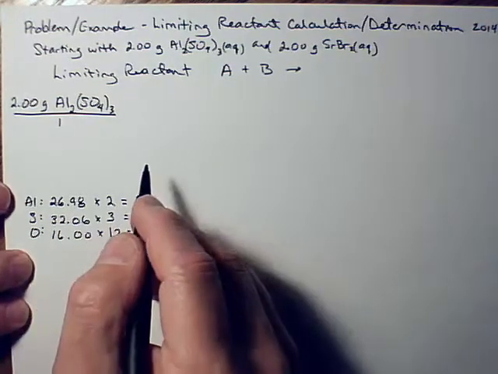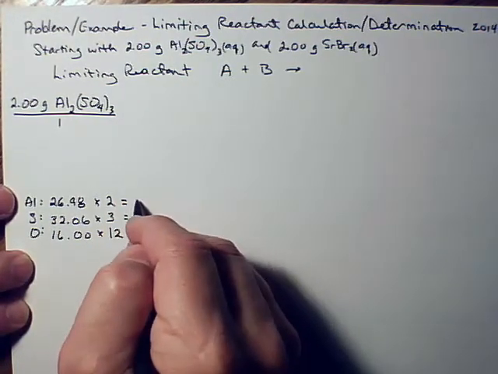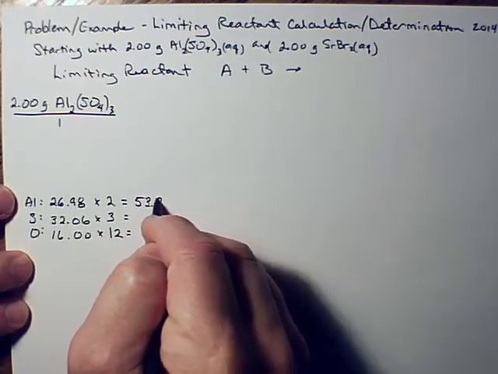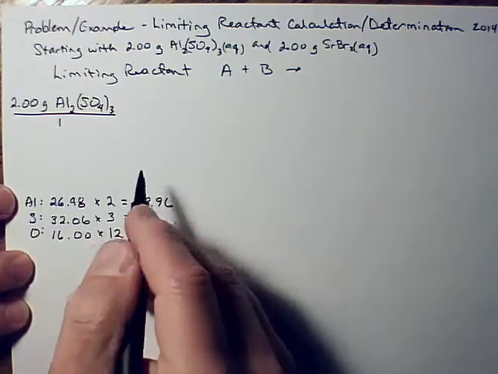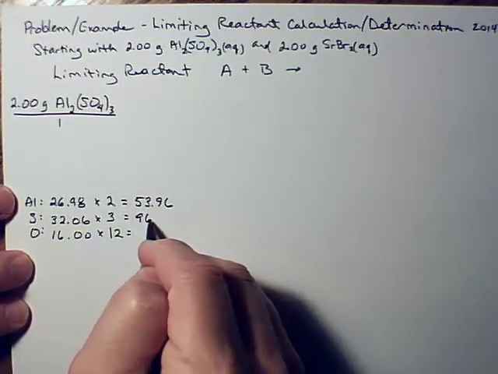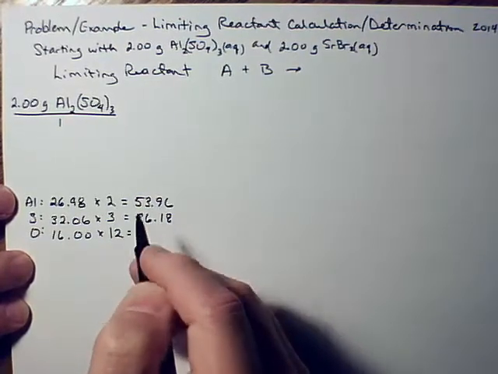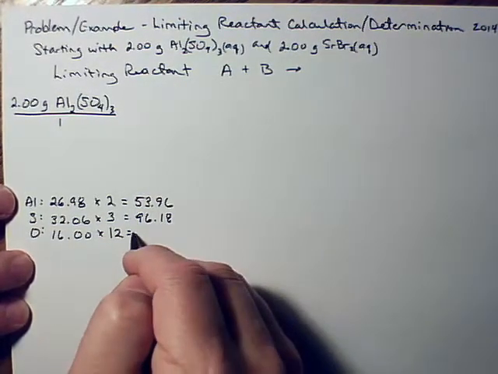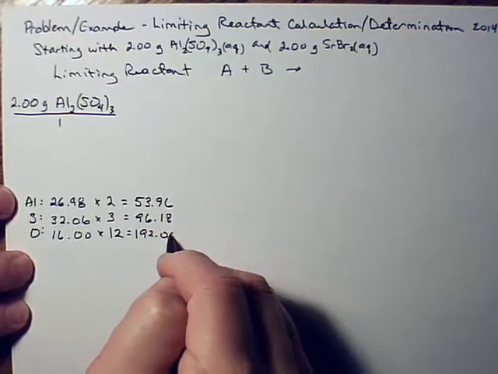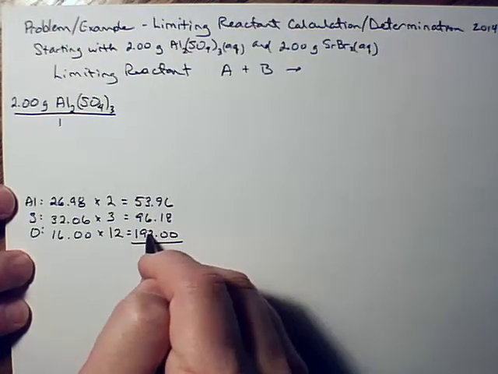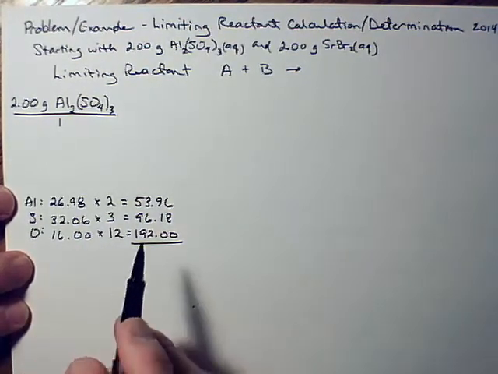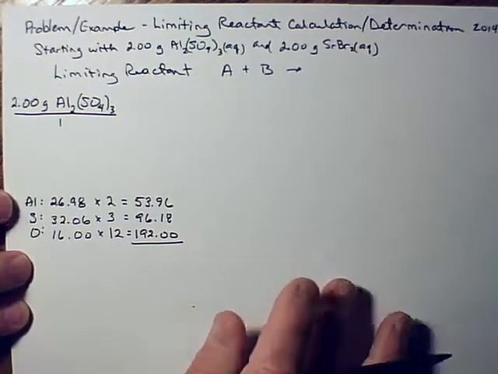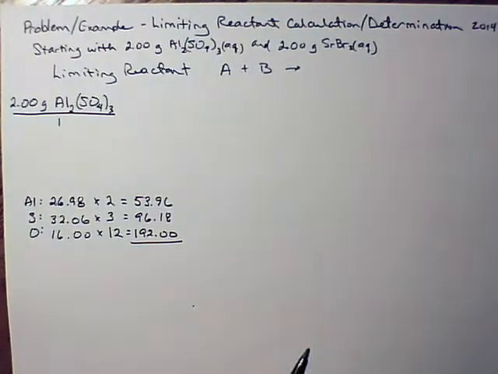So this times 2 is going to be 53.96. This times 3 is 96.18. This times 12 is 192.00. Now if you put this in the calculator, 16.00 times 12, it won't give you those 2 zeros. You have to be a little smarter than your calculator and know that those zeros belong there.